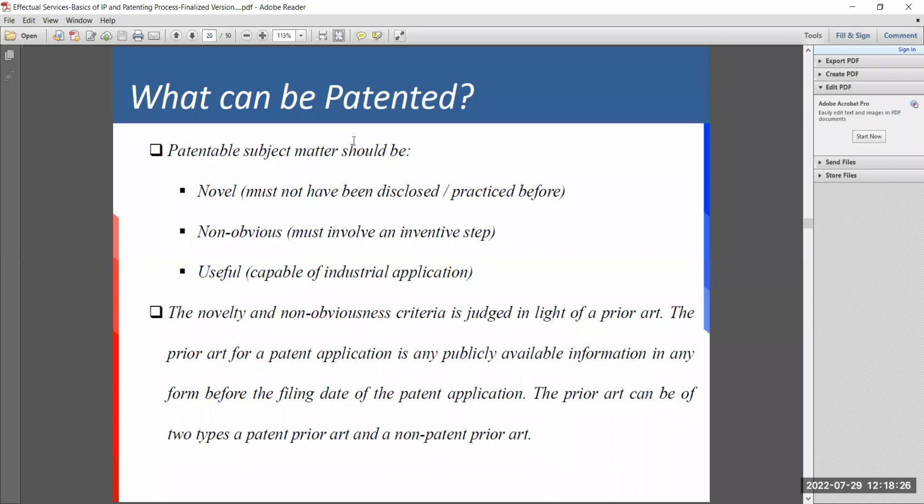These are the three parameters that we usually check while performing a search: whether it is novel, whether it is non-obvious, and whether it is useful. Industrial applicability is a very important aspect in India, because it shows whether it is user-friendly and helpful for the customers or not. So the patentable subject matter should have these three features: novel, non-obvious, and useful.